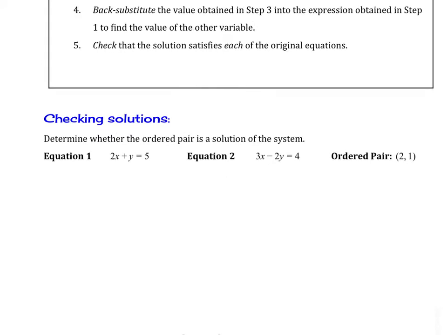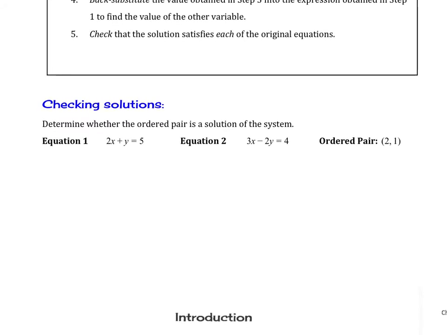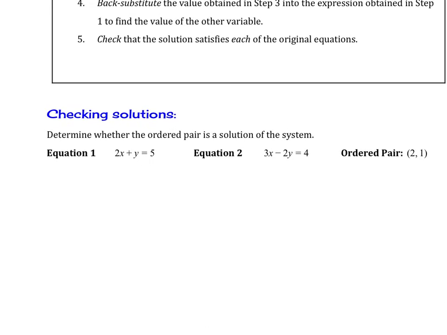So first, let's go to checking solutions. We want to determine whether the ordered pair is a solution of the system. So we have 2x plus y equals 5, and then we have 3x minus 2y equals 4. And we want to check this ordered pair (2, 1). In order to do that, we need to plug it into both equations and see if it's true. So we plug in 2 for x and 1 for y.